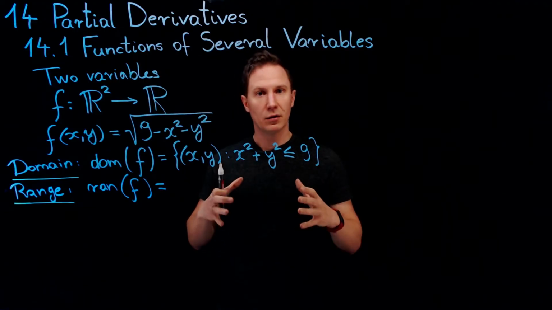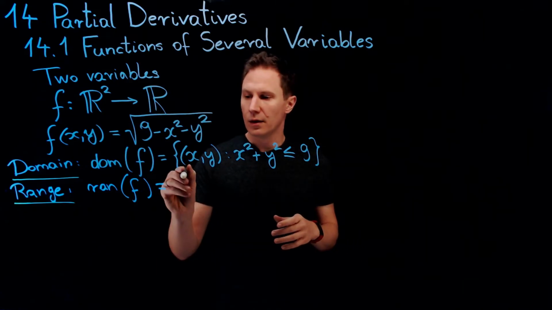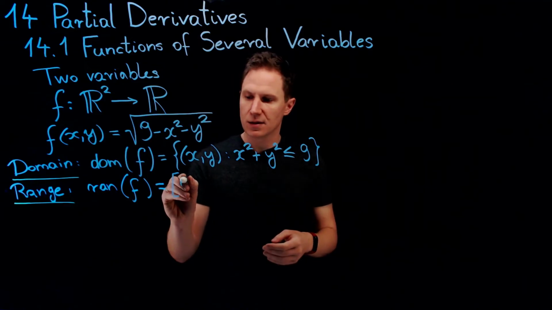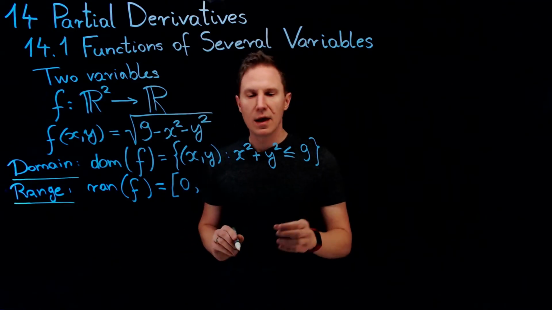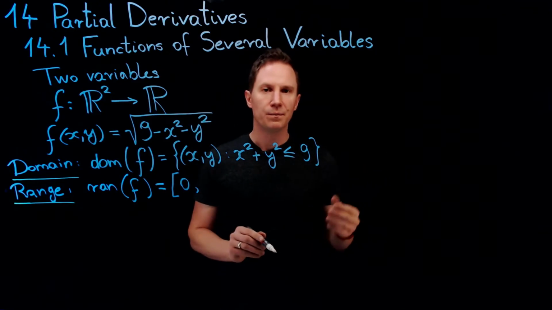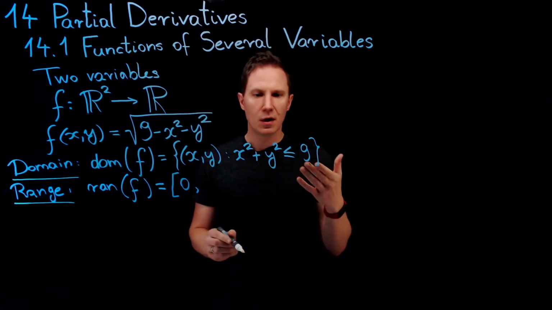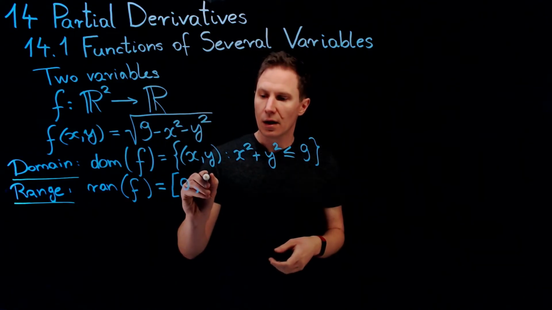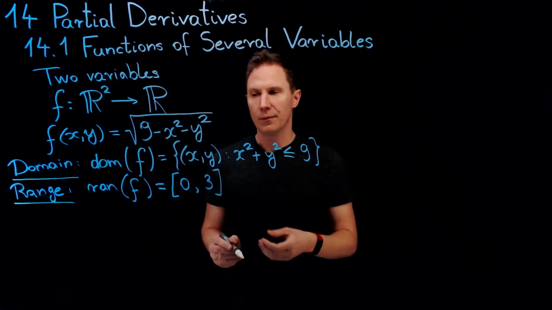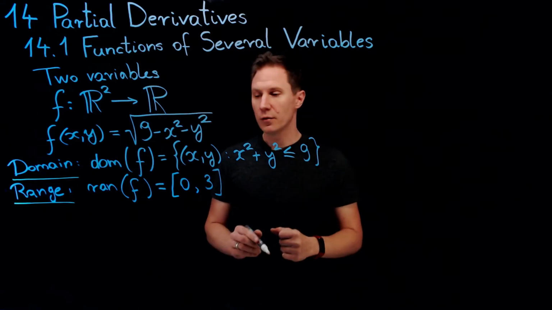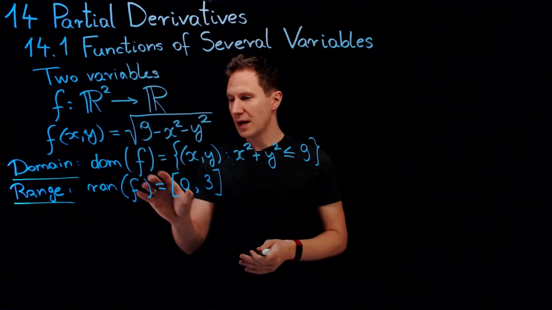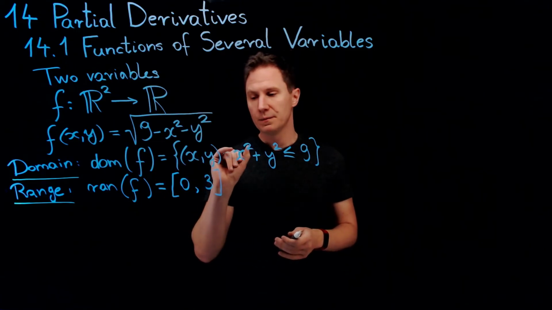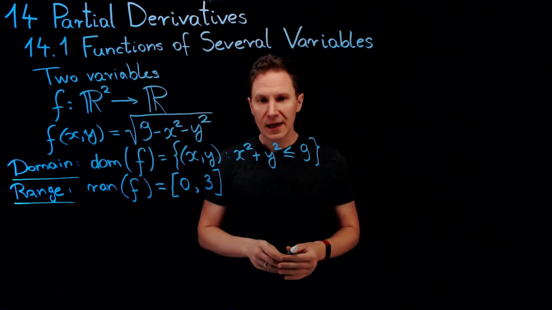Okay, I hope you paused the video and realized that as you go to the boundary of that domain, of that disk, when you have this equality, you get 9 minus 9, so the value is going to be 0. And as you go all the way to the origin, you increase the value of the function all the way up to 9 minus 0 when you are at the origin, where you get root 9, that is 3, for the value of the function. So the range of this function is the closed interval between 0 and 3.